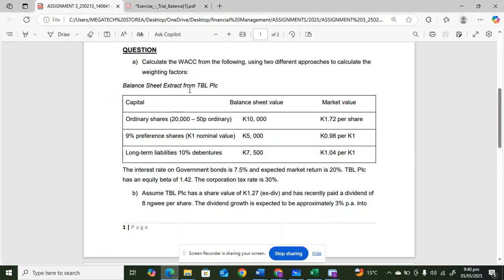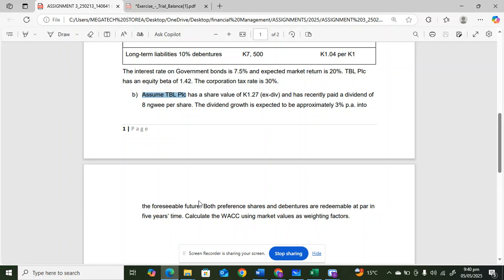Yes, so we're still dealing with this question for TBL PLC. We're on part B. They're saying assume TBL PLC has a share value of 1.27 x div and has recently paid a dividend of 8 ngwe per share. The dividend growth is expected to be approximately 3% per annum into the foreseeable future. Both preference shares and debentures are redeemable at par in 5 years' time. Calculate the WACC using the market values as weighting factors.